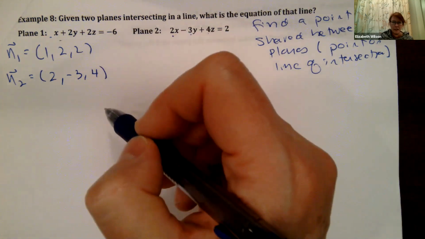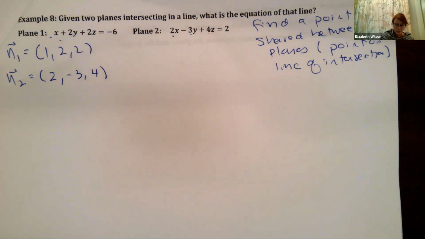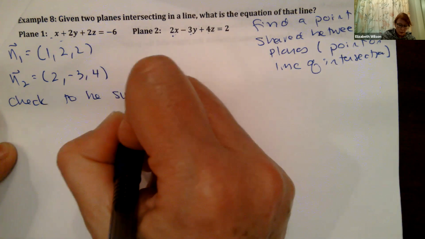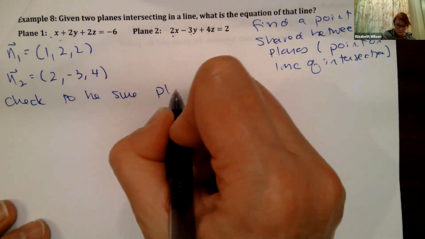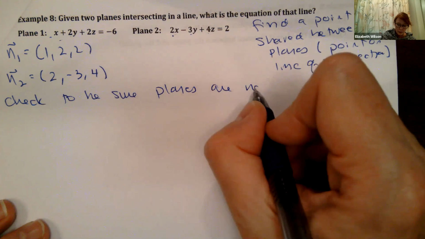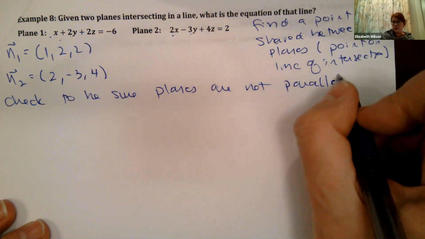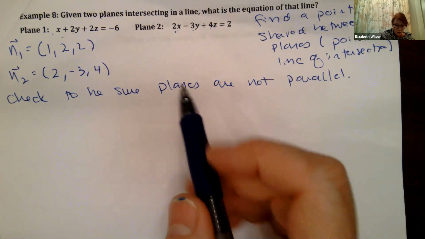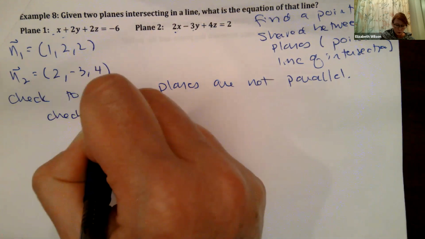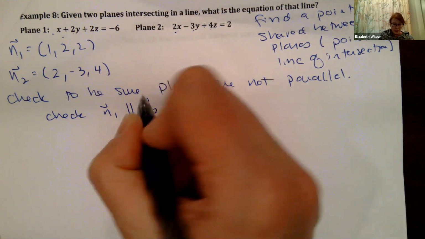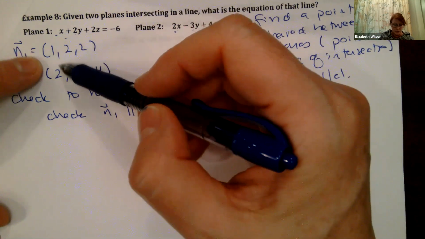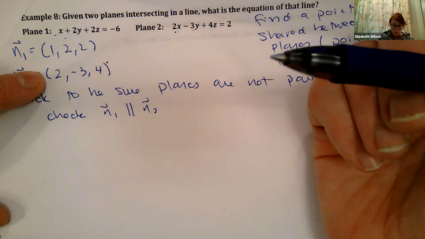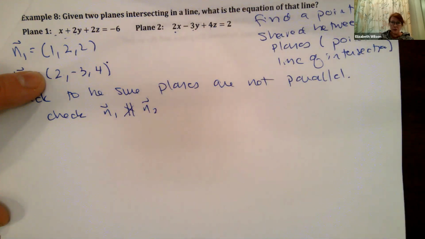The first thing I'm going to do is a quick check to make sure that the planes are not parallel, because if they're parallel to each other, they're never going to intersect, and I'm not even going to bother. So how do I check? I check whether n1 is parallel to n2. I look, 1 to 2, 2 to 4, that's the same scalar multiple, but 2 to minus 3 breaks that mold. So these two are not parallel to each other.